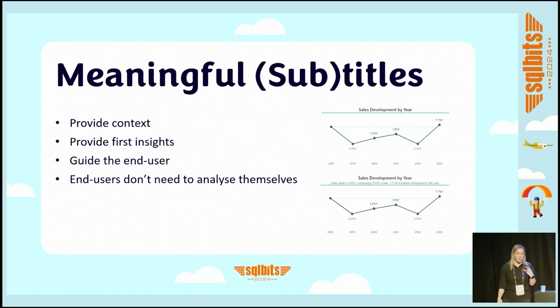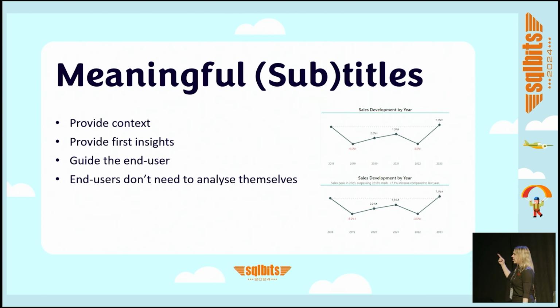Something else that's really, really handy is meaningful titles and subtitles. Titles provide context, and we all know newspapers and these kinds of things. We are used to getting some information in the title. Somehow, when I started using Power BI, everyone was using titles like sales by month, this year versus last year. And then you have to go into the visual and look for yourself, like, okay, these are the sales by month, okay, is it going well or not? And you have to check it yourself.